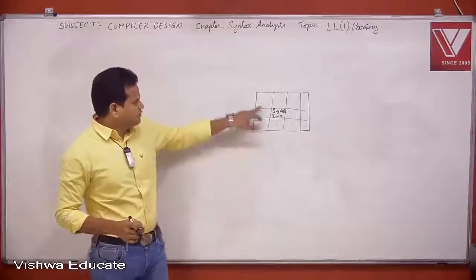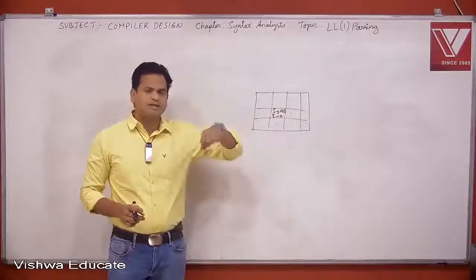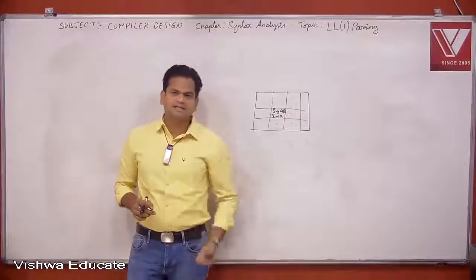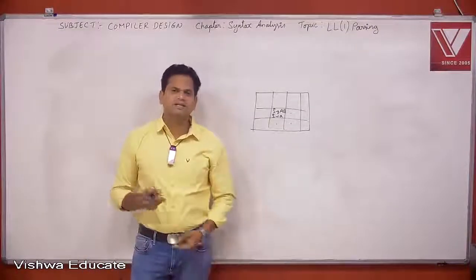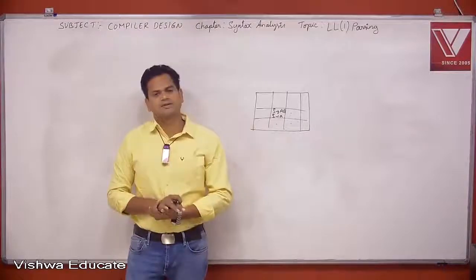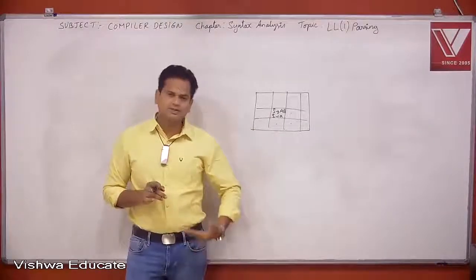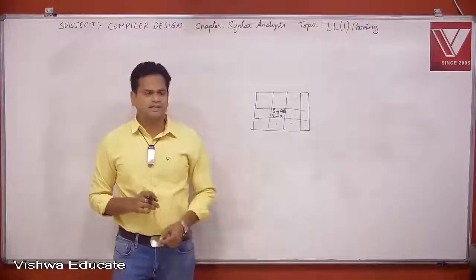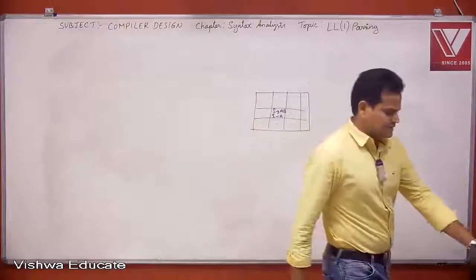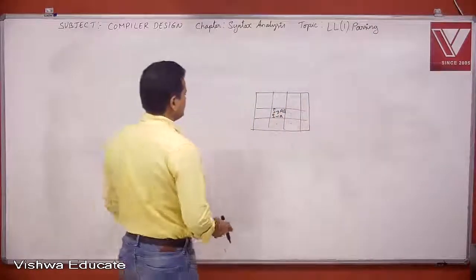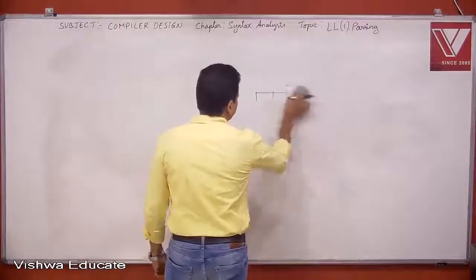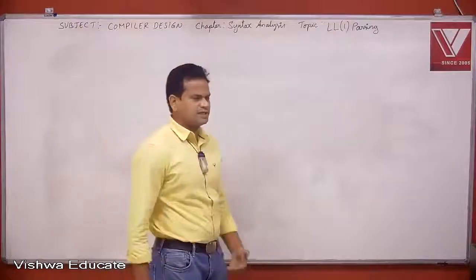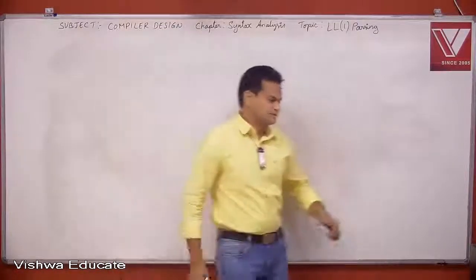Even if you don't fill all the boxes, no problem. Wherever you made an entry, if the same box contains multiple entries, it is not LL1. That means we cannot use the LL1 parsing technique on that grammar. That's the meaning. So how to decide whether a grammar is LL1 or not? I'll tell you with a small example, then we go to a standard question.